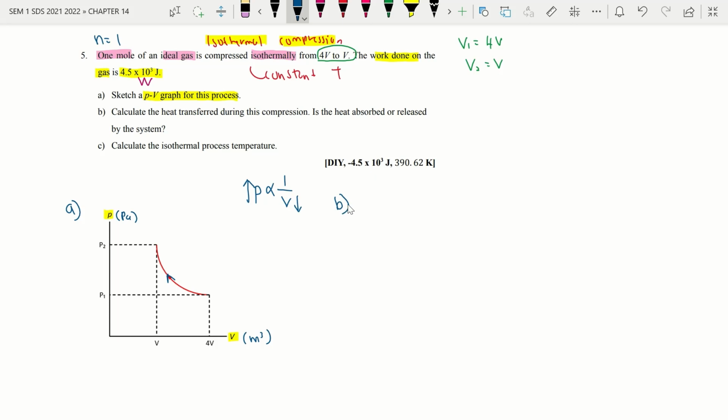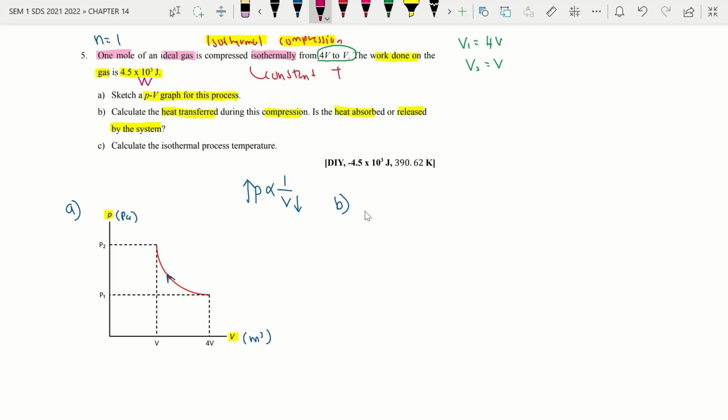Okay, B. Calculate the heat transferred during this compression. And is the heat absorbed or released by the system? Okay, let's do it. So how are we going to tackle this question?